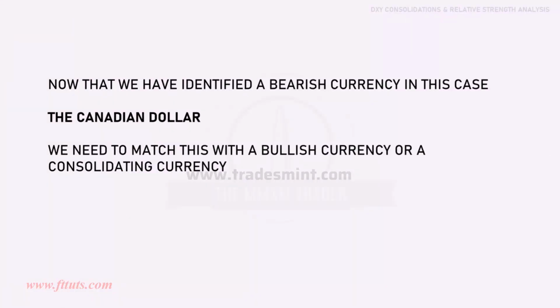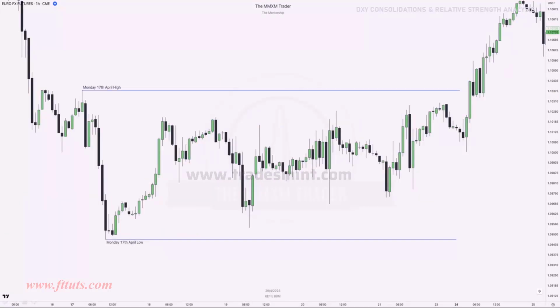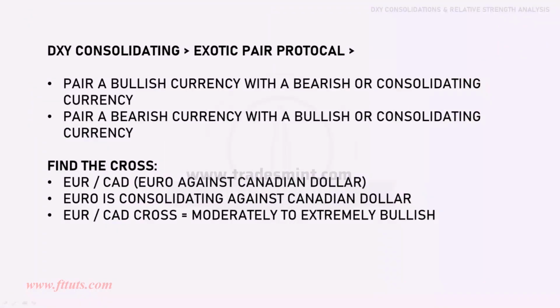Now that we identified a bearish currency, in this case the Canadian dollar, we need to match this with a bullish currency or a consolidating currency. So over here we've got a euro futures chart, the daily chart. We can see it's consolidating right now on Thursday and Friday as well. So we're going to match up that bearish currency, the Canadian dollar, with a consolidating currency, in this case the euro. Over here we've got the 1 hour chart, and we can clearly see this is a consolidating currency. So DXY is consolidating.